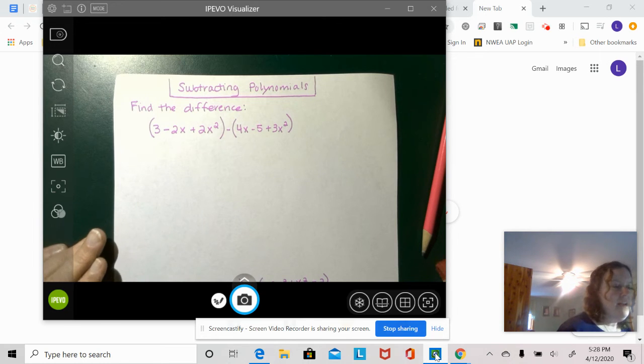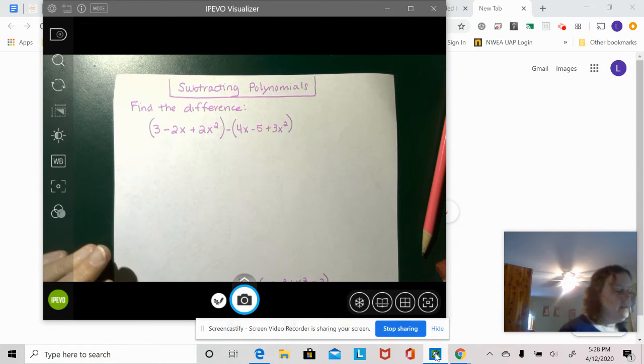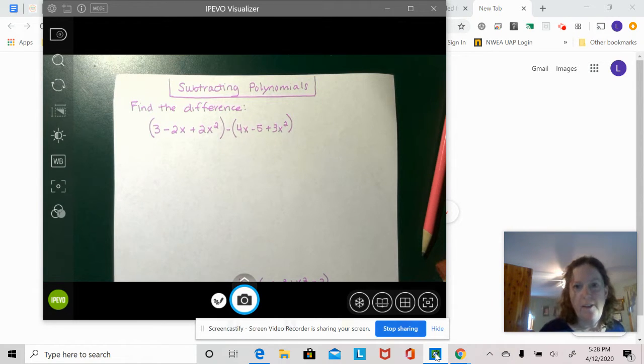Hi guys, so I have a lesson to do today on subtracting polynomials, and what I want to do is show you how you can get it to look just like it did when we were adding them. You did a fantastic job with that one, so I will give you a few tips and show you how you can make your subtraction problems look like your addition problems.